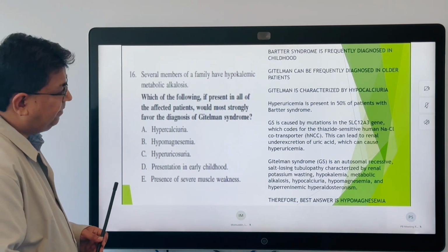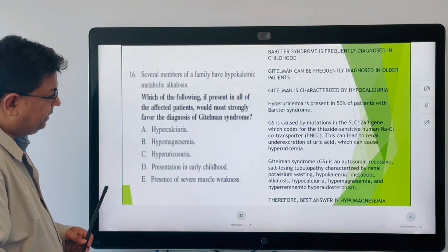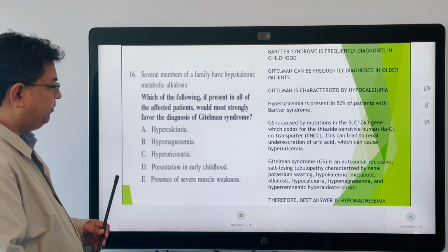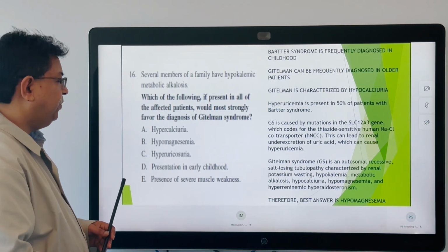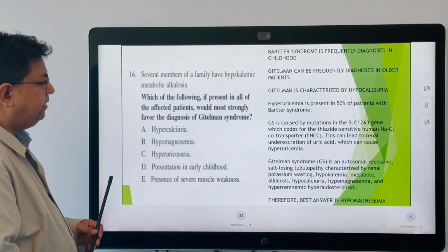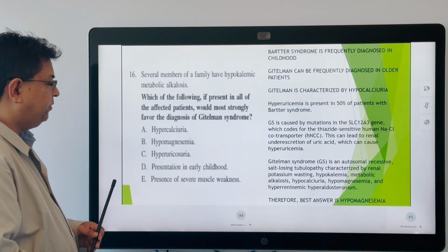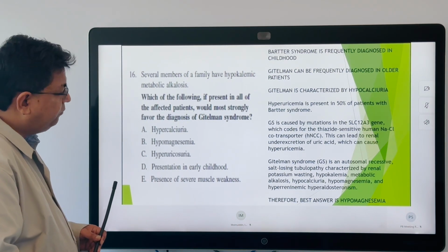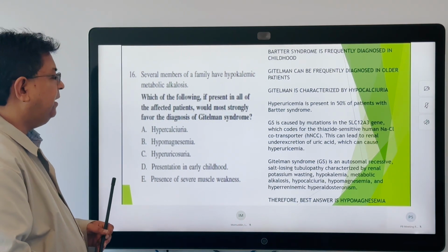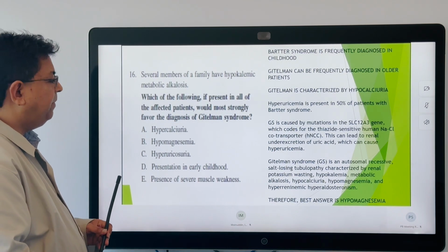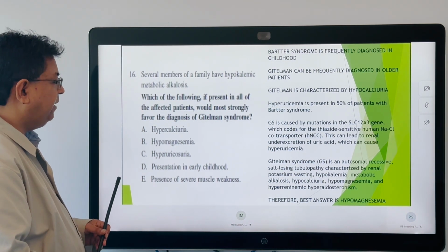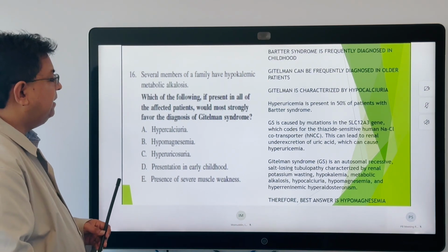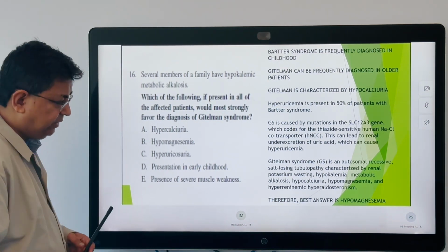Gitelman syndrome is caused by mutations in the SLC12A3 gene, which encodes for the thiazide-sensitive human sodium chloride co-transporter. This can lead to renal underexcretion of uric acid, which can cause hyperuricemia. Gitelman syndrome is an autosomal recessive, salt-losing tubulopathy characterized by renal potassium wasting, hypokalemia, metabolic alkalosis, hypocalciuria, hypomagnesemia, and hypereninemic hyperaldosteronism. Therefore, the best answer is hypomagnesemia.